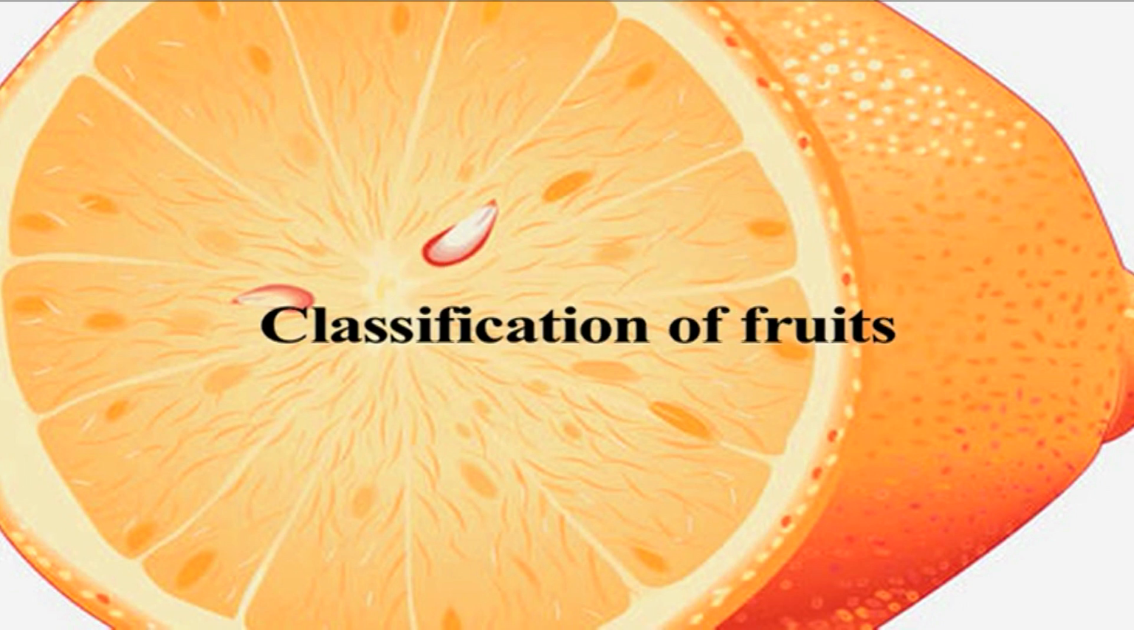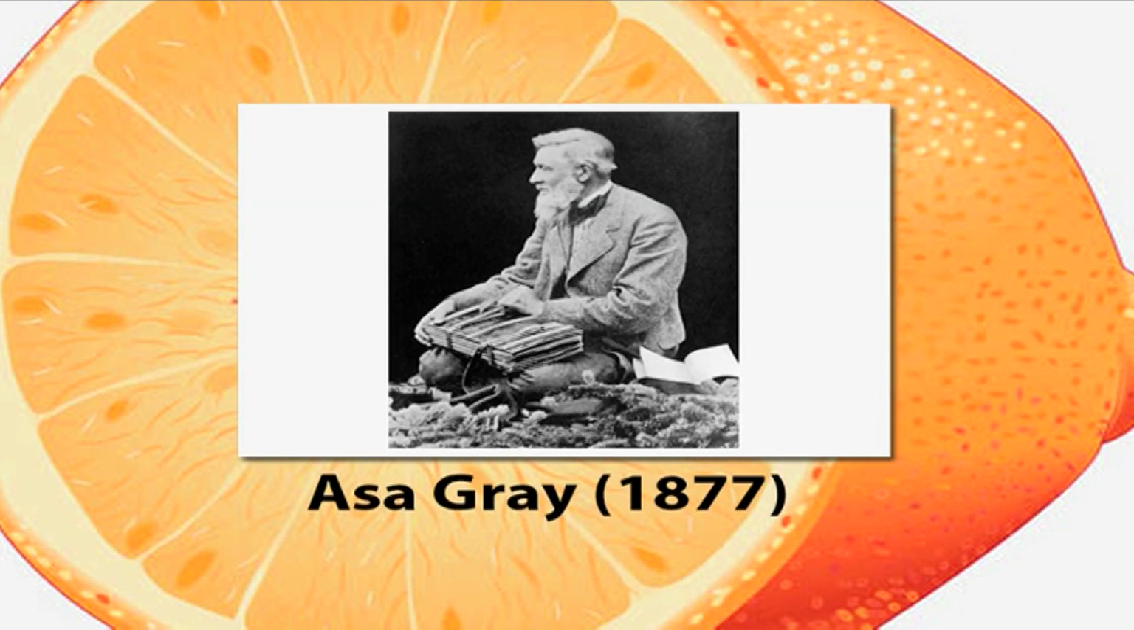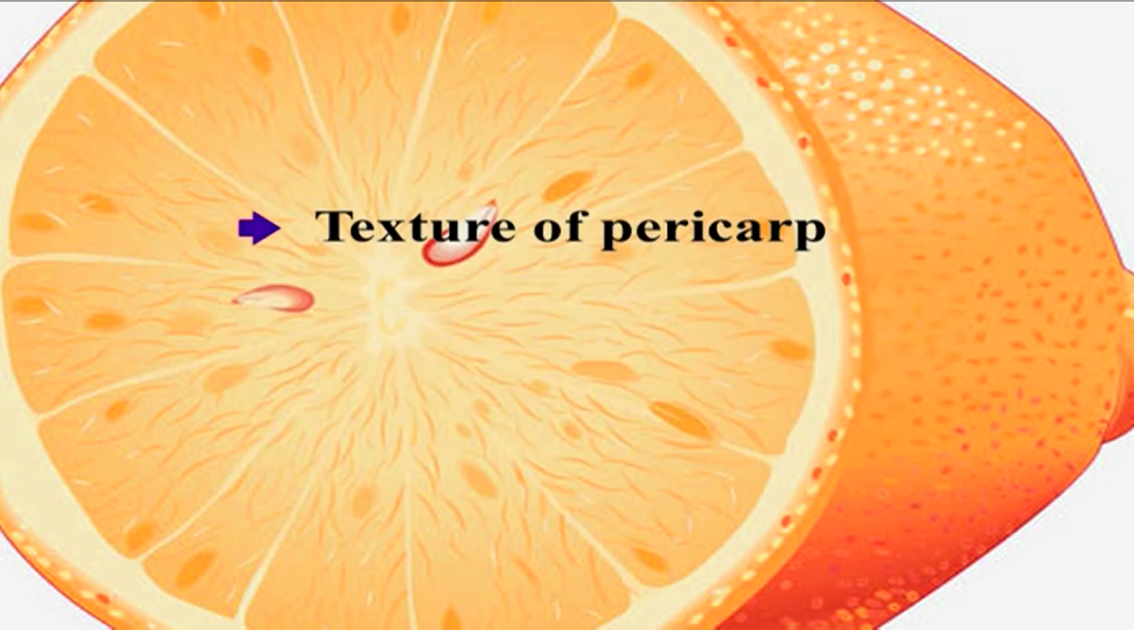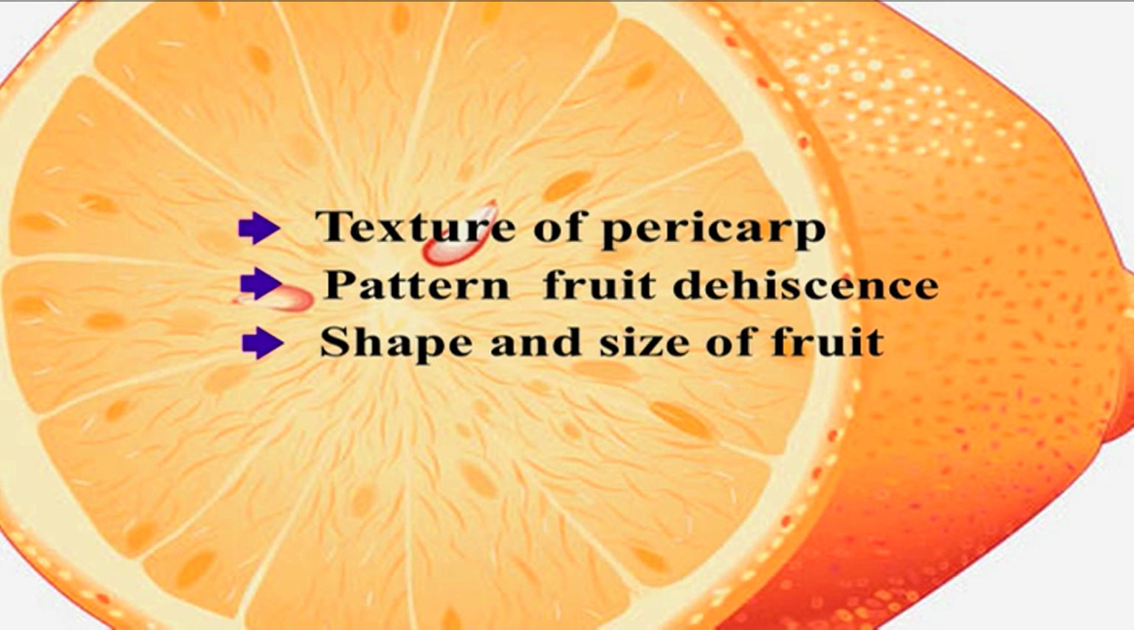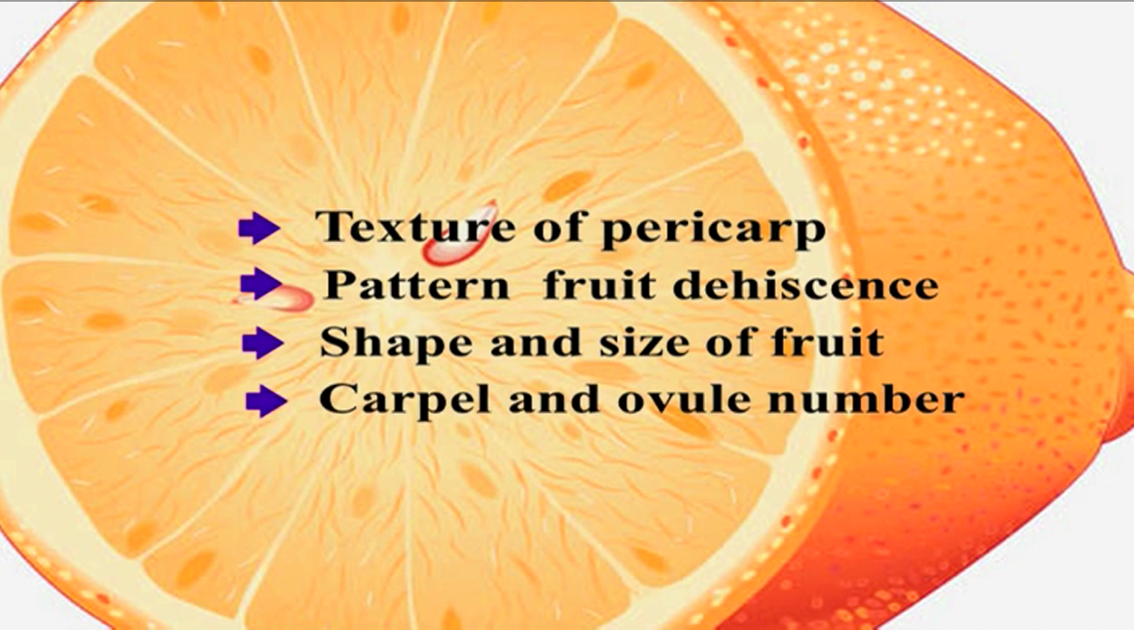Classification of fruits. S.R. Gray provided an artificial classification of fruit types. This system is based on the texture of pericarp, the pattern of fruit dehiscence, the shape and size of the fruit, and the carpel and ovule number of flower forming a fruit.